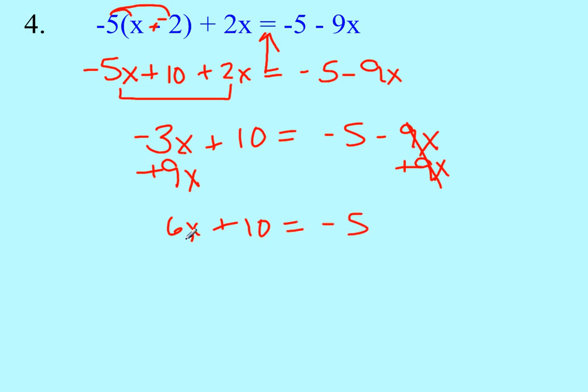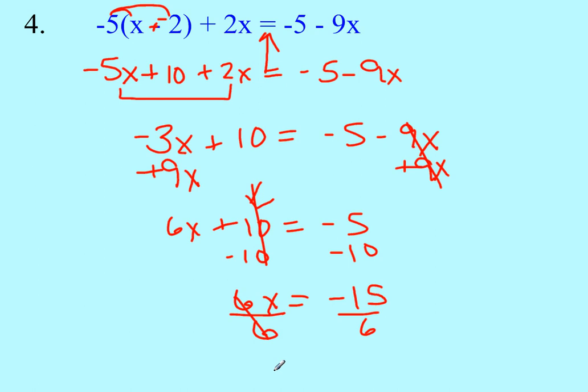Well, because I moved the x's to the left side, I need to get rid of the 10. If I would have moved the 3x to the right side, I would have gotten rid of the 5 and moved that to the left. So here I'm just going to go -10, or plus -10, either way. 6x equals -15.